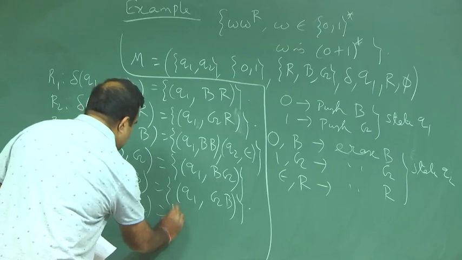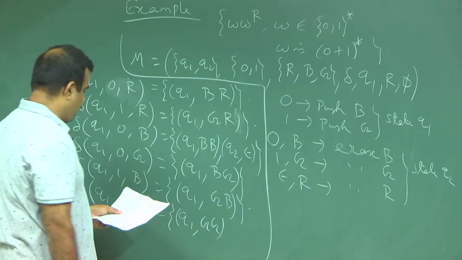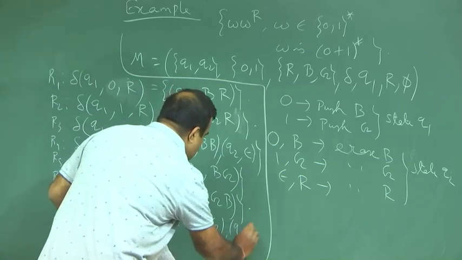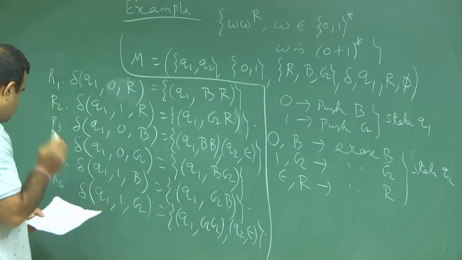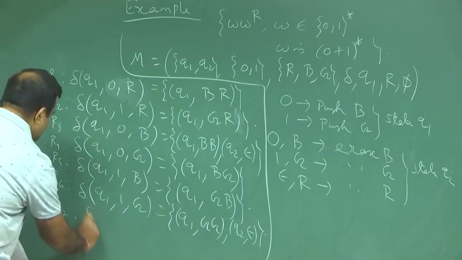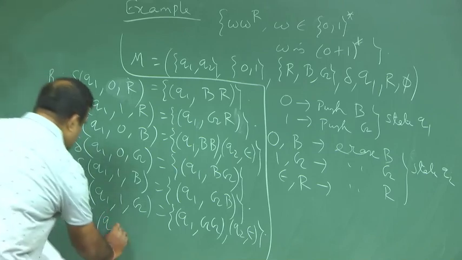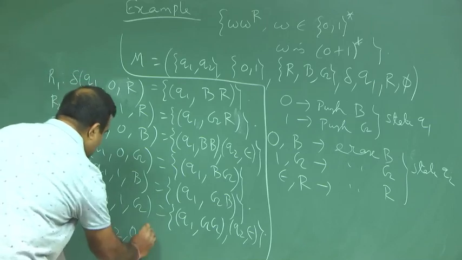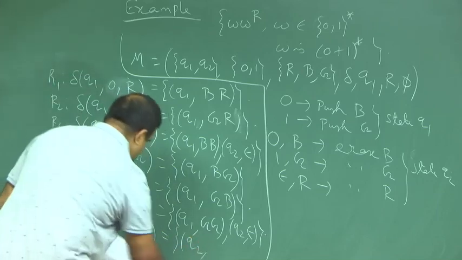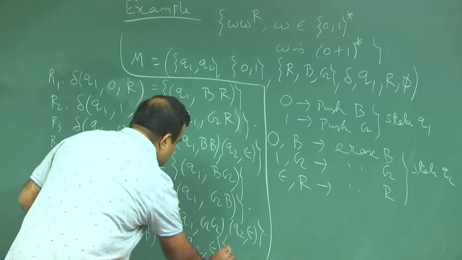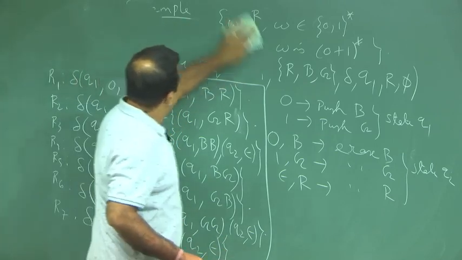So, here we have two options like this: Q1 G G or Q2 epsilon. This is non-deterministic, so we can have more than one option. R7 is nothing but delta of Q2 0 B, it will be Q2 epsilon. I write it here.